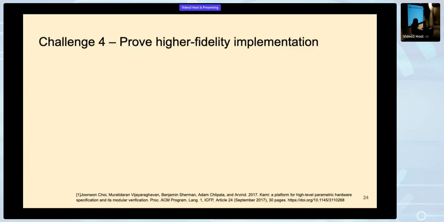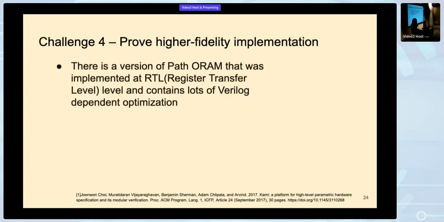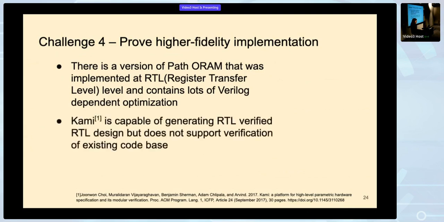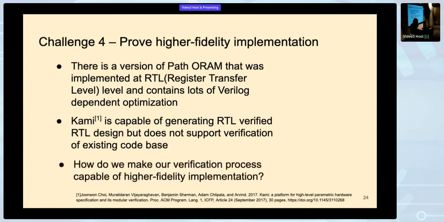The last one is about proving a higher fidelity implementation. There's a version of it in RTL, and it contains lots of Verilog-dependent optimization. I see some Kami experts in the room. To my understanding, it's capable of generating verified RTL, but it doesn't support verification of an existing RTL code base. So we'd like to ask, how do we make our verification process capable of handling higher fidelity implementations?